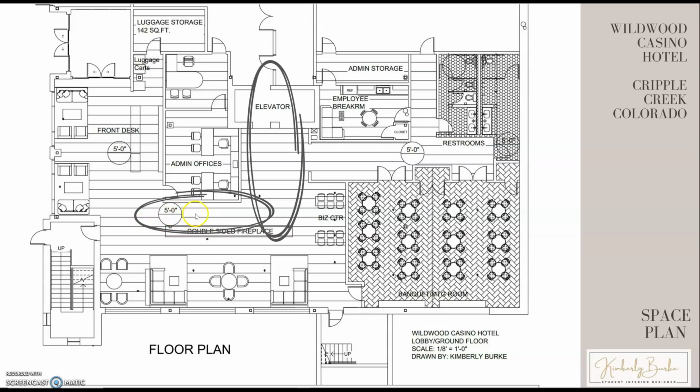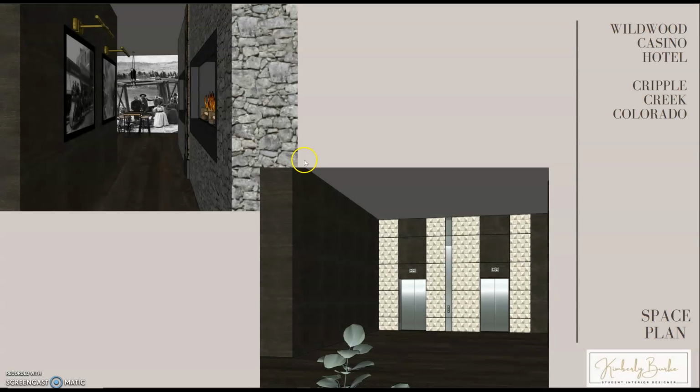And then we'll take a look at this hallway and the elevator area. So here's the hallway leading down to that business center area. We have 2 more photographs from the history of Cripple Creek, and again, a view of that fireplace in this photograph wall. And here's the elevator banks to go up to the rooms, again with that gold metallic detail in these tiles.